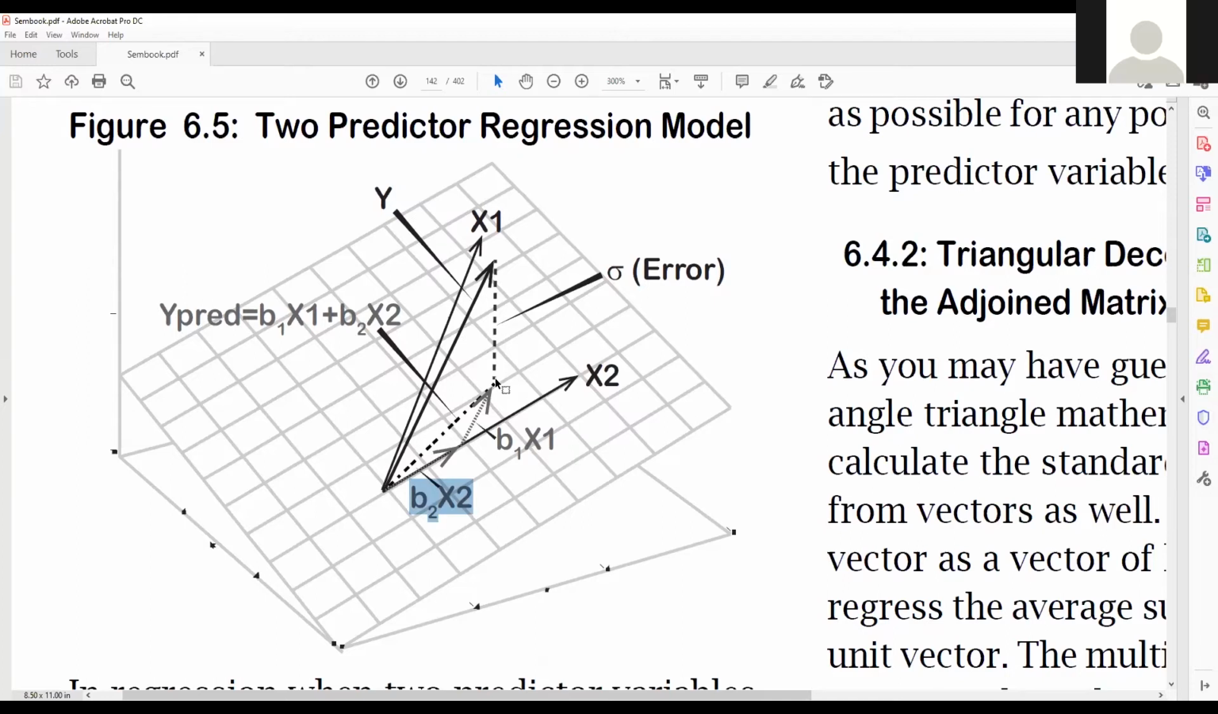Okay, I think I understand. Okay. Is it just the projection of the real vector times b1 x1? Is that correct? Yeah. Okay, I think I can understand it. Thank you. Okay.